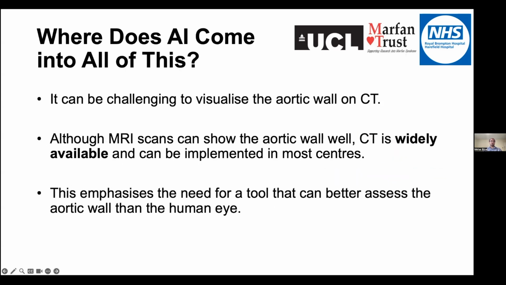So where does AI come into all of this? It can be challenging to visualize the aortic wall on a CT scan. And although we now have MRI scans which can show the aortic wall beautifully, CT is much more widely available and it can be implemented into most centers. But since we can't visualize the aortic wall as well, it emphasizes the need for a tool that can better assess the aortic wall than just the human eye alone.